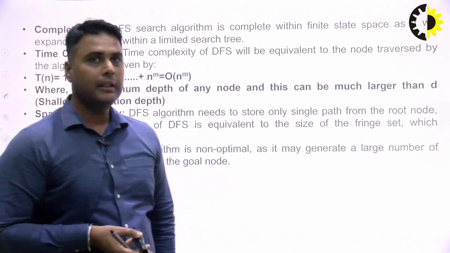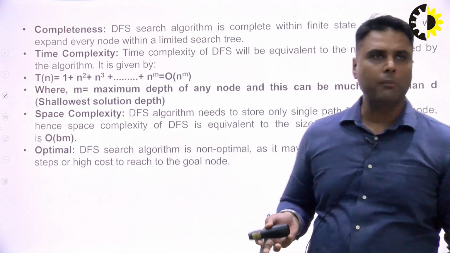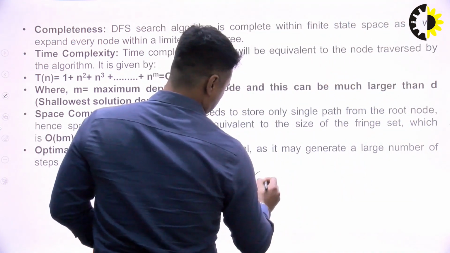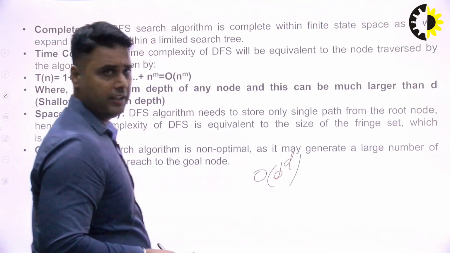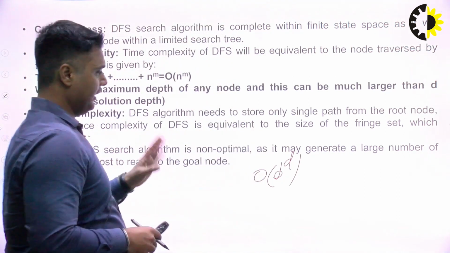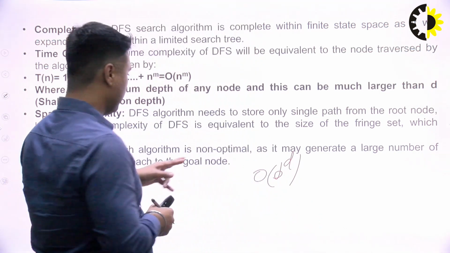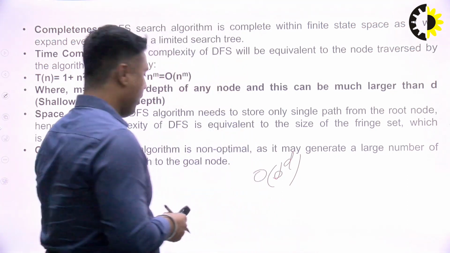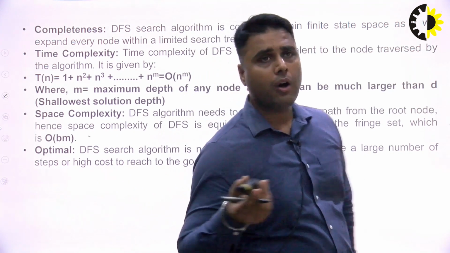Time complexity. As with BFS, it is also time complexity b to the power d, where b is the branching factor and d is the depth. Space complexity is the multiplication of both. The DFS search algorithm is non-optimal as it may generate a large number of steps or a high cost to reach the goal node. It is not optimal.